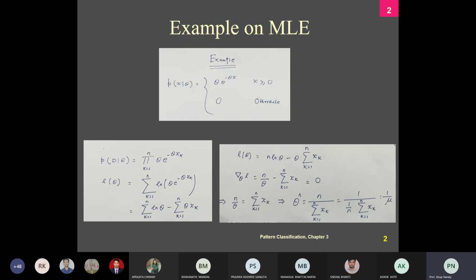The density function is given to you for each class, k equal to 1 to n. If you have n number of classes and take the product, it is p of x1 given theta into p of x2 given theta into p of x3 given theta. It is a conditional probability, right? x1 given theta for class 1, x2 given theta class 2, x3 given theta class 3, x4 given theta class 4, up to xc given theta. You have that many classes. That's why the product term is coming.